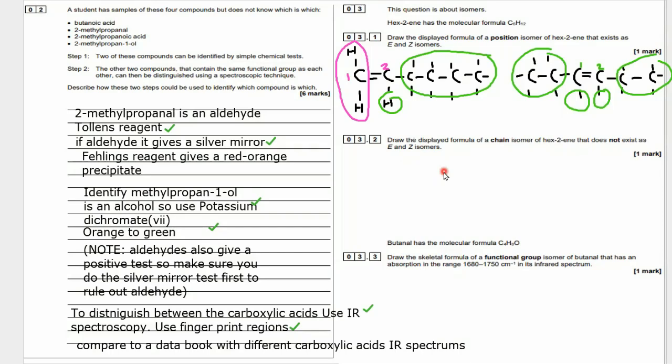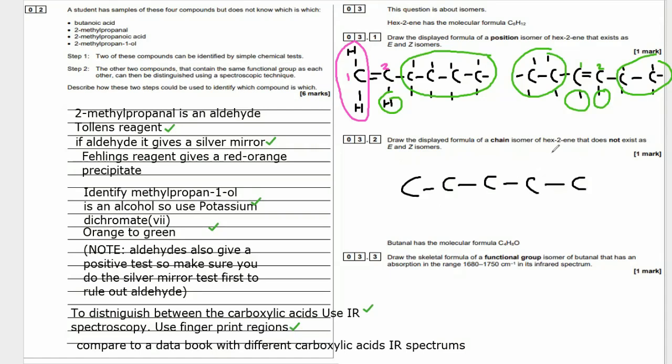That means I can't keep the hex in the name. I can't keep it as a 6-carbon chain. I have to change the length of the chain. Hence the name chain isomer. So when you want to change the length of a chain, just bring it down 1 and add a methyl group. So I'm going to go for 5 carbons in a row, like that.